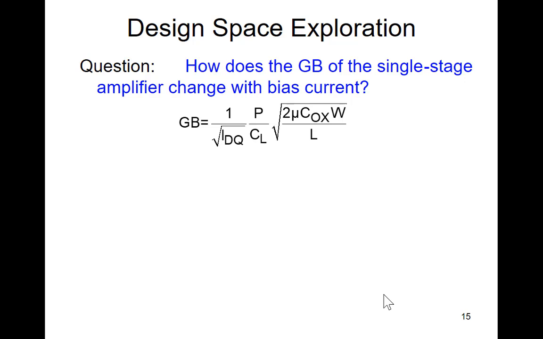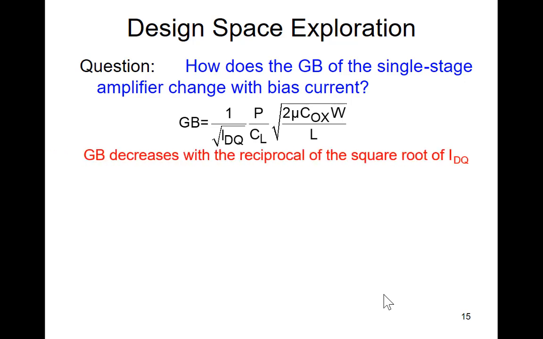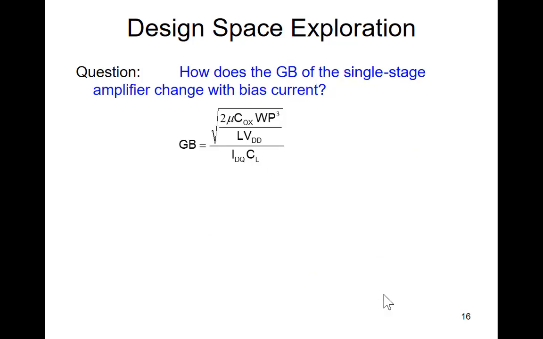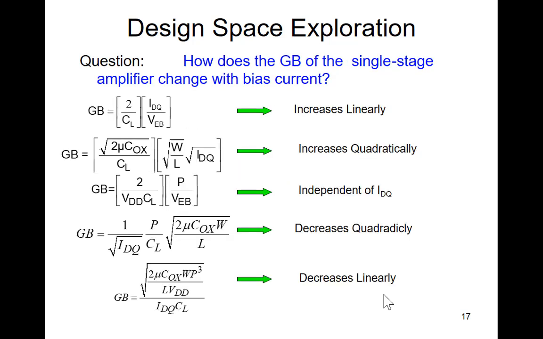I can write it this way. And now I can say that GB decreases with the reciprocal of the square root of the bias current. And I can write it this way. And now GB decreases linearly with the bias current instead of the square root of the bias current. I haven't made any mistakes, but I appear to be having different conclusions.